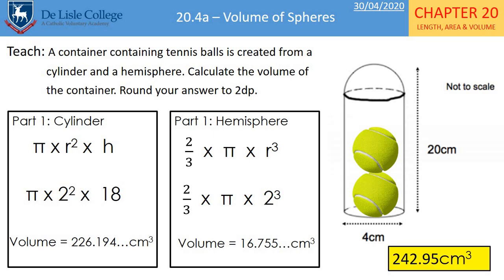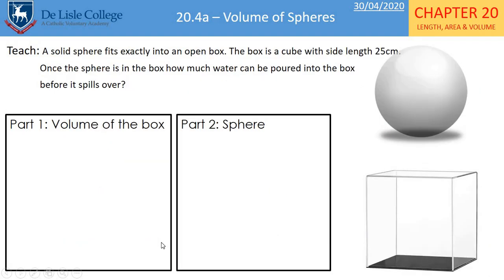Brilliant. And then you should get a total volume of this. And we know we're pretty much right, because 226 add 16 gets us to 242, and then it's just our decimal bits being added together as well. Brilliant. Right, our last real gold level question here, level 5 question.